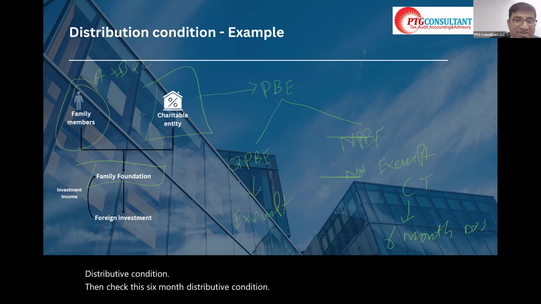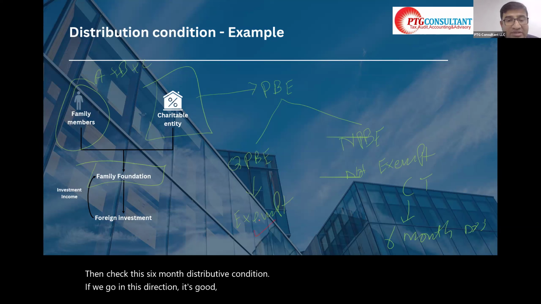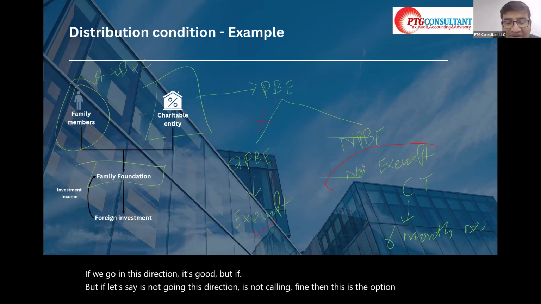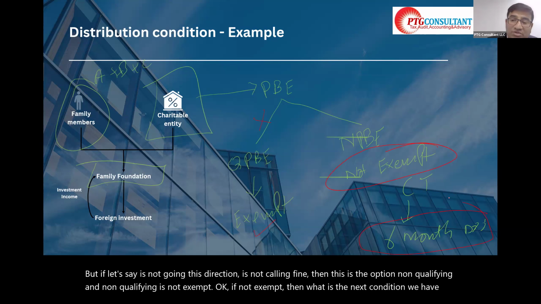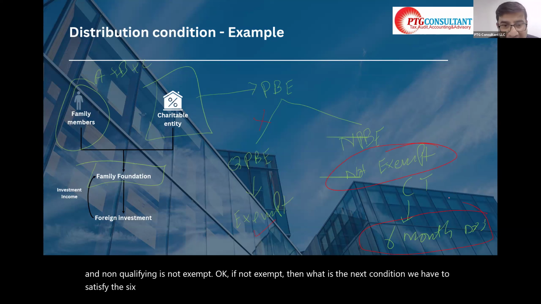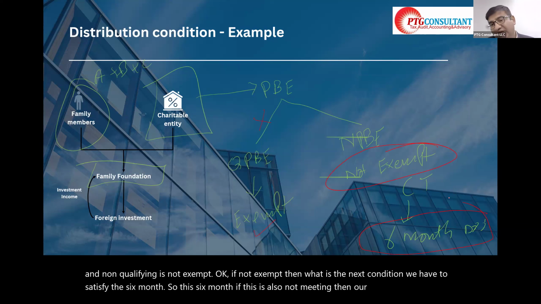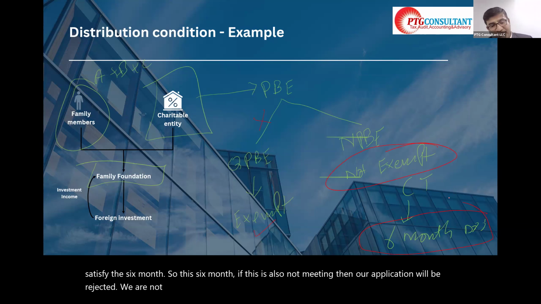If we go in this direction, it's good. But if it is not qualifying, then this is the non-qualifying option, and non-qualifying is not exempt. If not exempt, then what is the next condition? We have to satisfy the 6-month condition. If this is also not met, then our application will be rejected, as we are not meeting the condition of the family foundation.